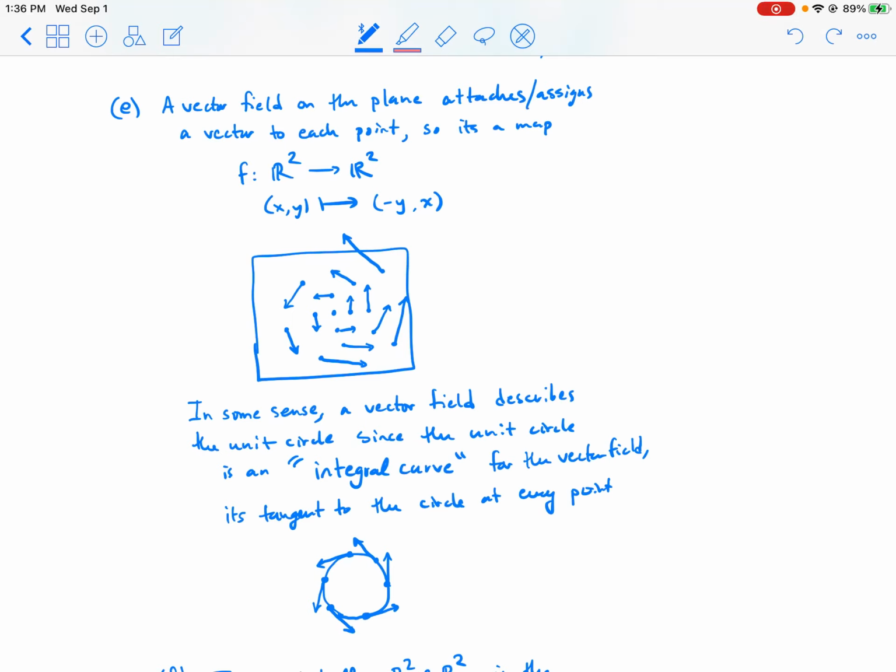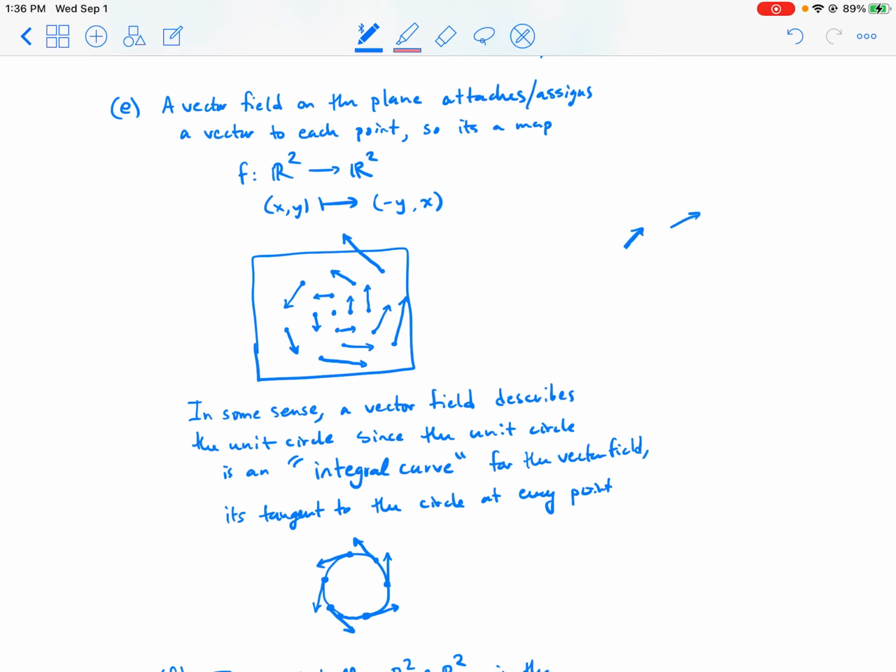And so how does this describe the unit circle? Well, for this very special map, it looks like this. It looks all curvy and windy. And in fact, the unit circle perfectly fits. But what do I mean by fits? It means that at every point on the circle, the vector field arrow is tangent to the circle.